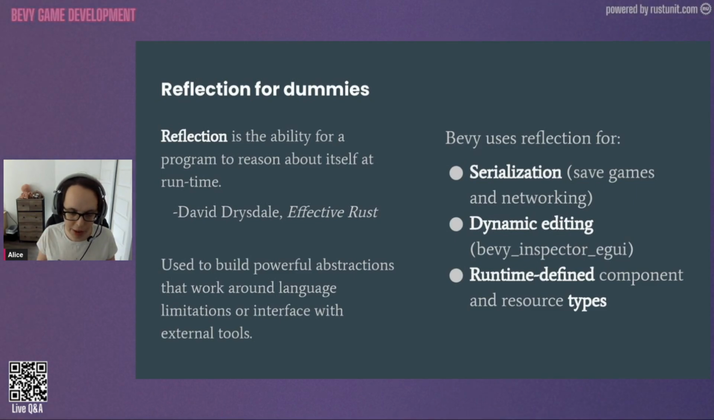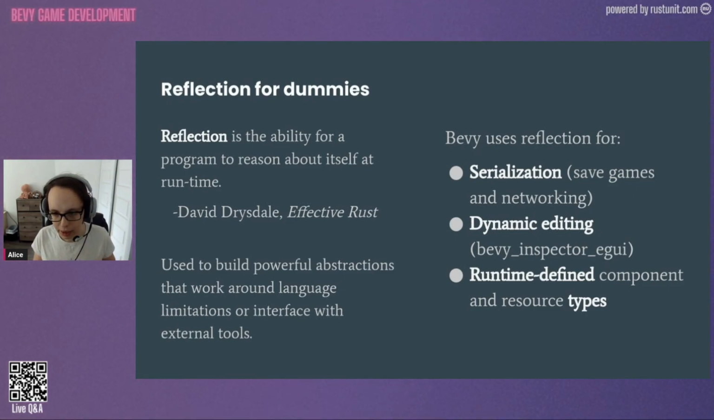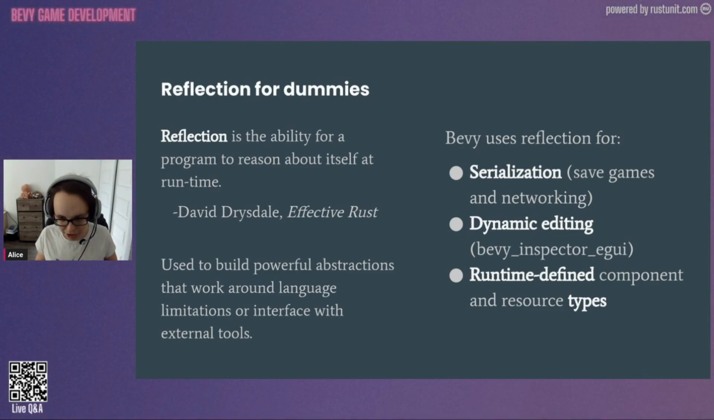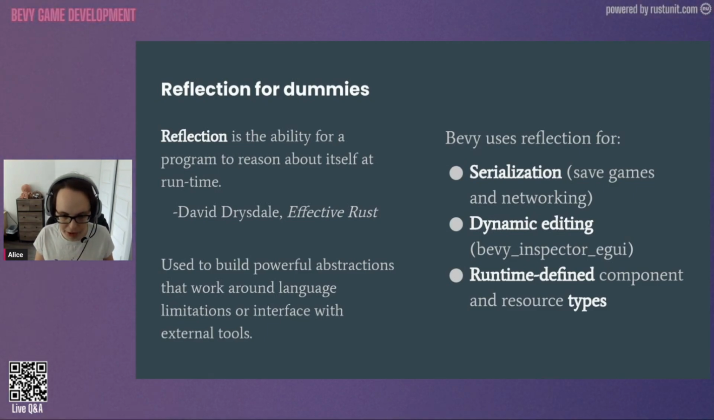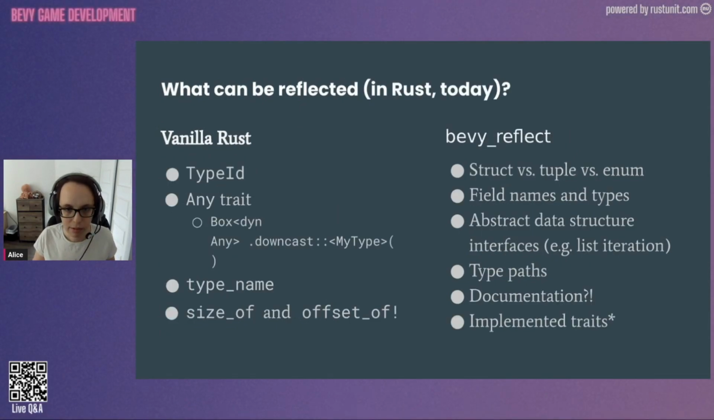We can use this to build powerful abstractions that work around the language limitations, or that are used to interface with external tools, things like serialization, where you have saved games and networking. In terms of abstractions, we have things like dynamic value editing. So if you've ever used Bevy Inspector GUI and twiddled the values and watched them dynamically change, that's all done through reflection. So then you don't have to write getters and setters for everything. And finally, the third use case we're going to talk about today is Bevy's new runtime defined component and resource types, which is coming in 0.13.